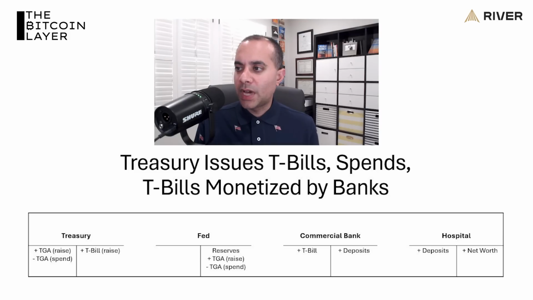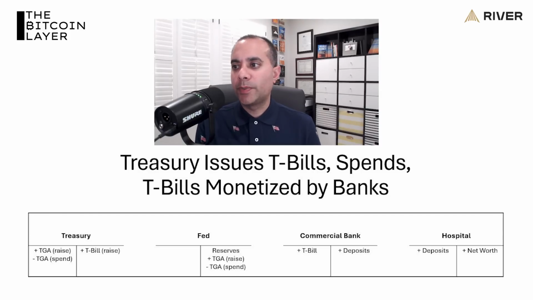So the title of this one is Treasury issues T-bills and then spends, and the T-bills are monetized by banks, which means new money is being created to finance these bills. So how does it all happen? And instead of thinking about, okay, the Treasury issues and then it spends and then the hospital gets the money and then the hospital's cash does something into the system, we try to think about all of these things happening at the same time, because for the banking system, that is how the banking system processes these transactions.